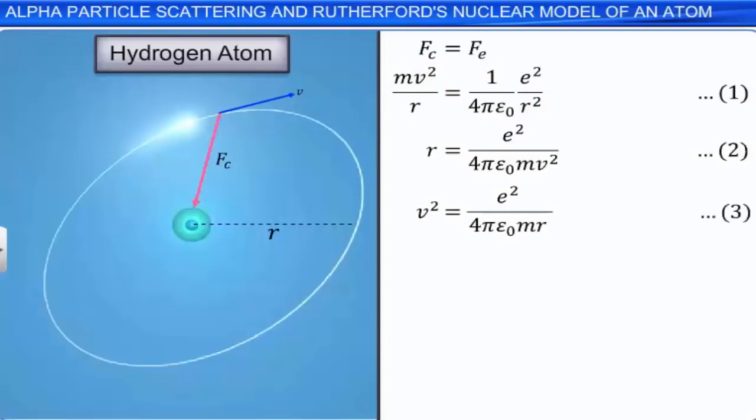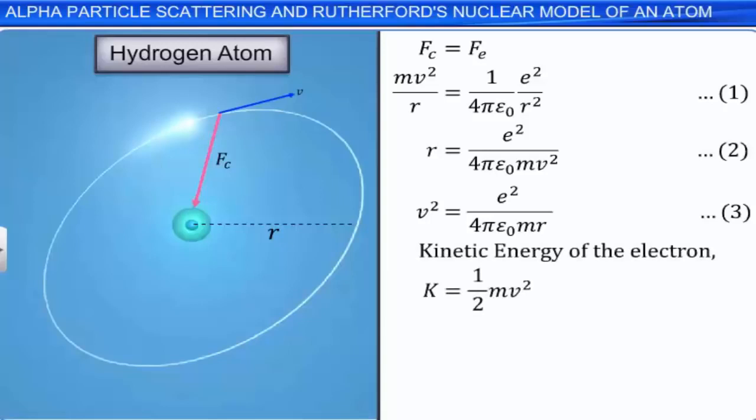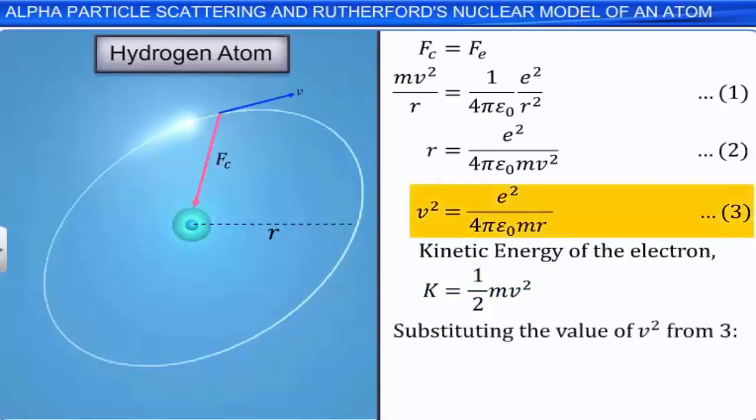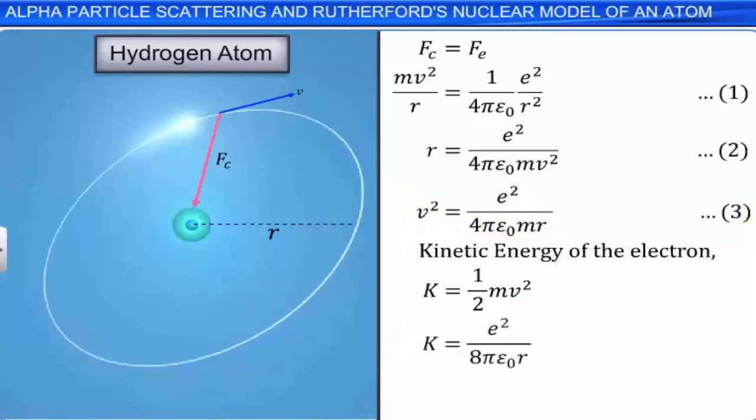The kinetic energy of the electron in the hydrogen atom is K and is equal to ½mv². Substituting v² in the expression for kinetic energy, we get K = e²/(8πε₀r). Let this be equation 4.